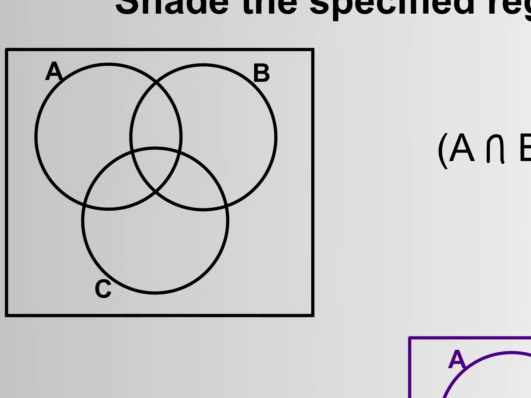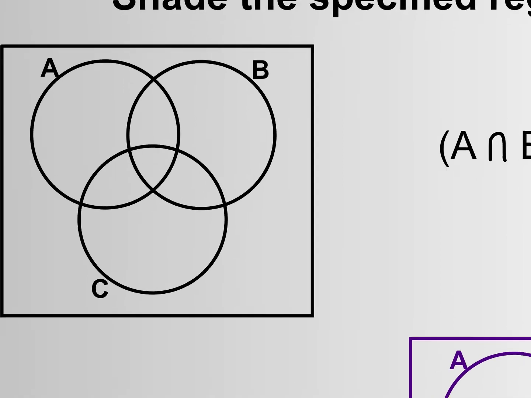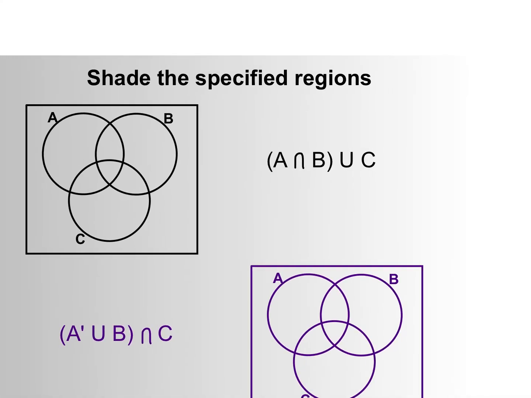Triple Venn. Apples, bananas, and carrots. Well, the first thing you do, it's always one step at a time. I got to do A. Everybody just shade in A. All of it. Then, shade in B. Don't worry about the intersect thing. Just shade in B. Different color.